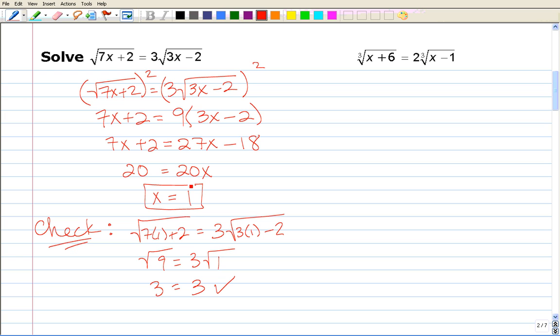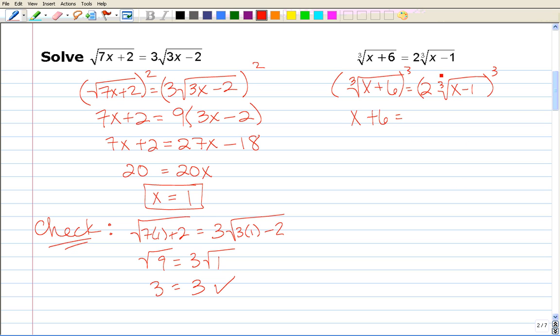On this next one, we have the cube root of x plus 6 equals 2 times the cube root of x minus 1. It's really similar here, except instead of having a square root to square, we have a cube root that we'll need to cube. So I've got the cube root of x plus 6 equals 2 times the cube root of x minus 1. And to cancel out that cube root, I'll cube the entire side on the left and the right. So on this side, I'll have x plus 6.